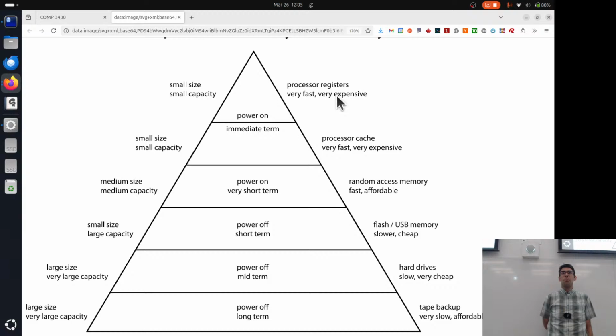A 64-bit register is 8 bytes. 64 bits is 8 bytes. We've got an 8-byte register here that is crazy fast compared to a processor, so like nanosecond access times.